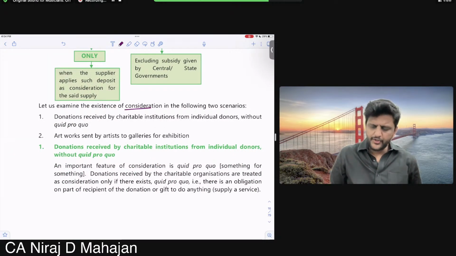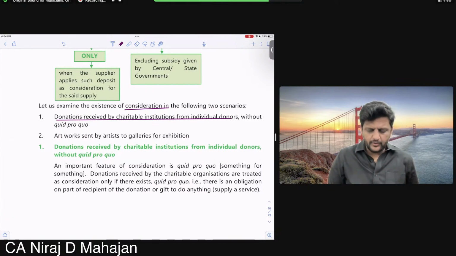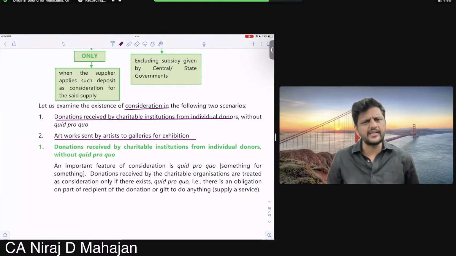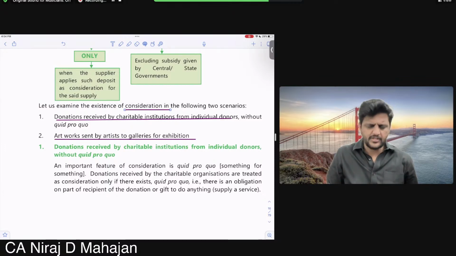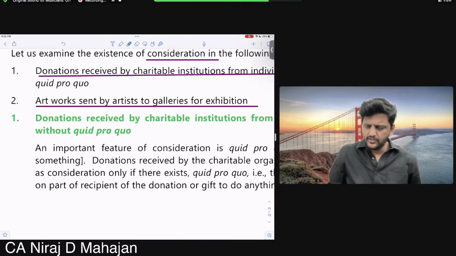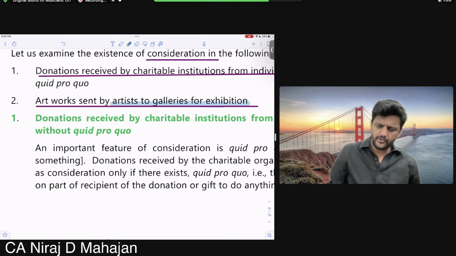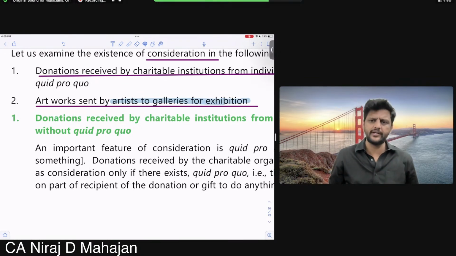Donations received by charitable institutions from individual donors without quid pro quo. That example you have to do. And artworks sent by artists to galleries for exhibition, okay? Let us talk about the second example first. Artworks sent by artists to the galleries for exhibition. Have you heard of this? First of all, exhibition, you are aware of exhibition. Again, you are showcasing something over there temporarily.